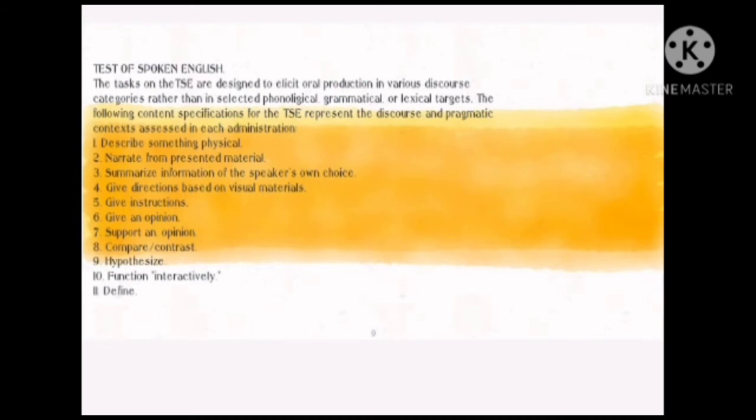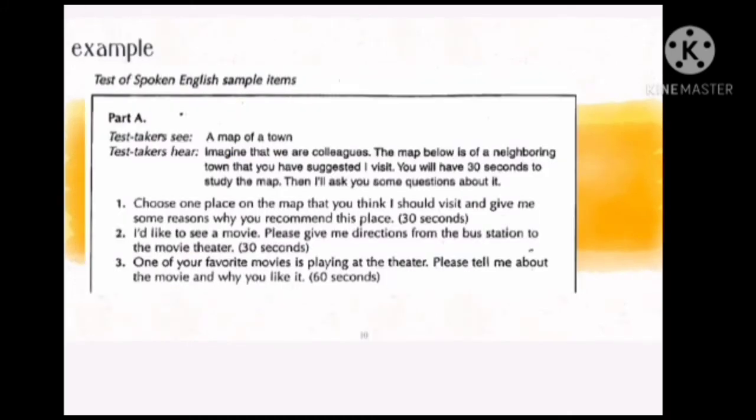The Test of Spoken English was an oral test to measure the ability of non-native English speakers to communicate effectively. Here are 11 content specifications for the TSE that represent the discourse and pragmatic contexts to find out the extent of their speaking skills. This is an example of the Test of Spoken English. You can see and read.